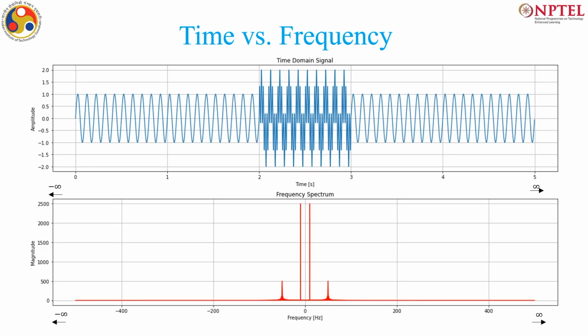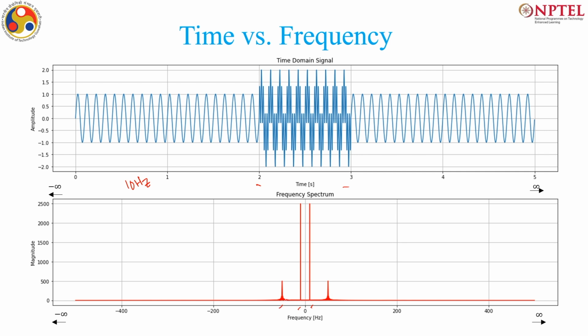Let us look at another problem. Here we have a sinusoid of 10 hertz, and this is what we observe, except for the period 2 to 3 seconds, where we have a sine of 10 hertz added with another sine of 50 hertz. If we see the spectra, we see that the 10 hertz component is dominant because that is appearing throughout.